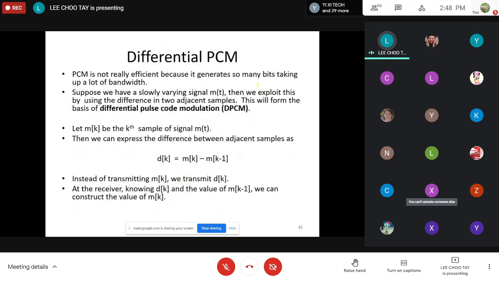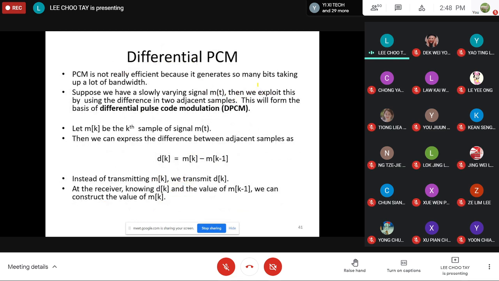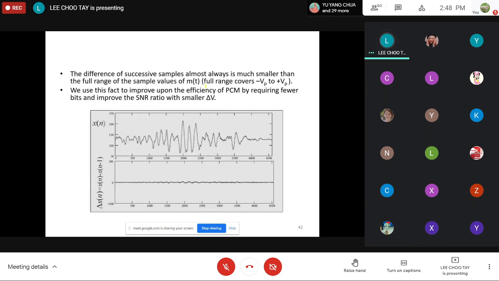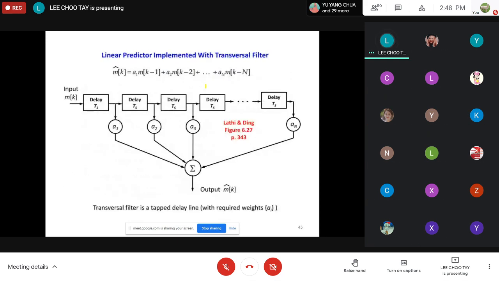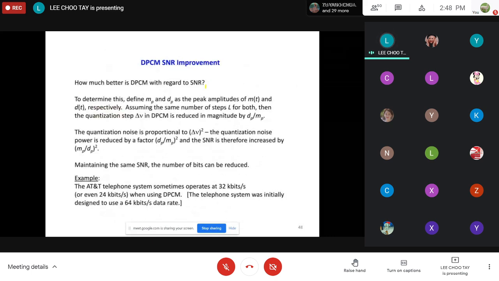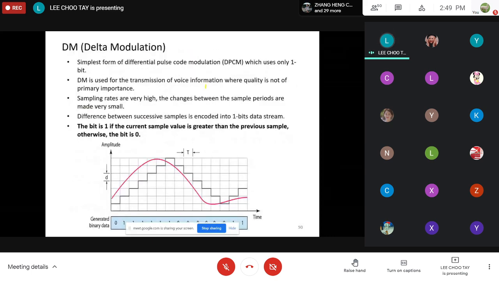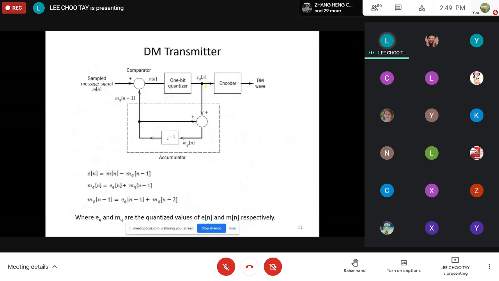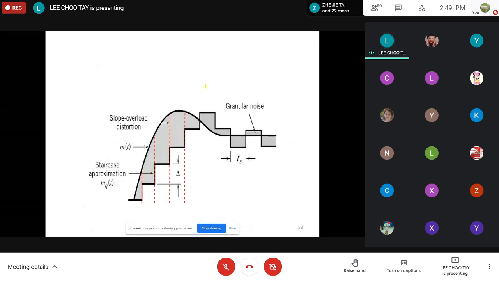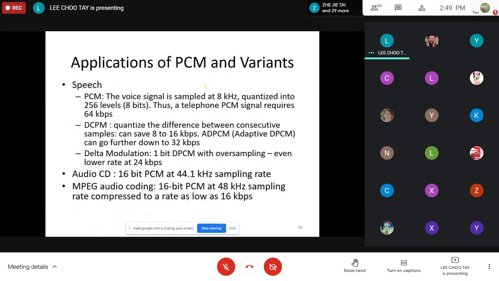So, differential PCM. Since I'm running out of time, I want you to read all these things on your own. If necessary, then we go into details. But I think I need to hurry up a bit for your practical session next week. So I'm going to skip all this, and you may want to read it. I just want to talk about the last few slides.